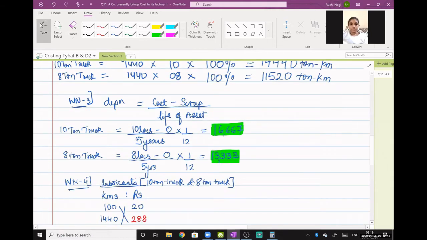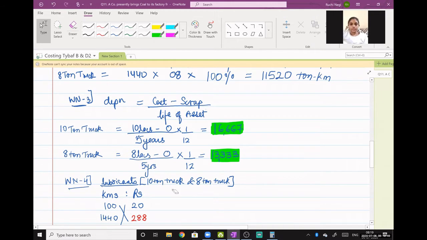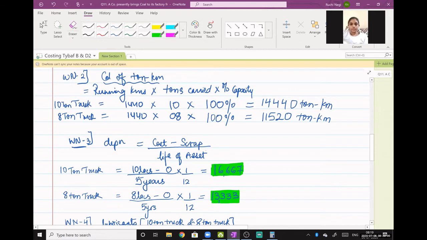Next, we'll calculate lubricants. Now let's see the information.